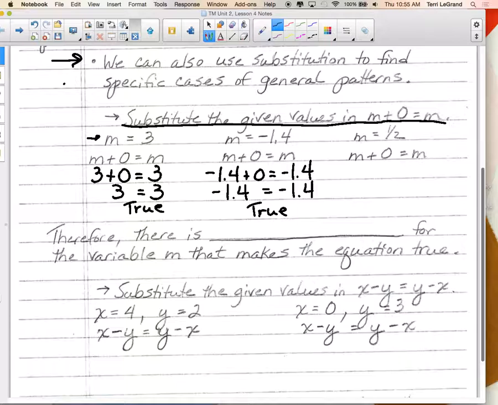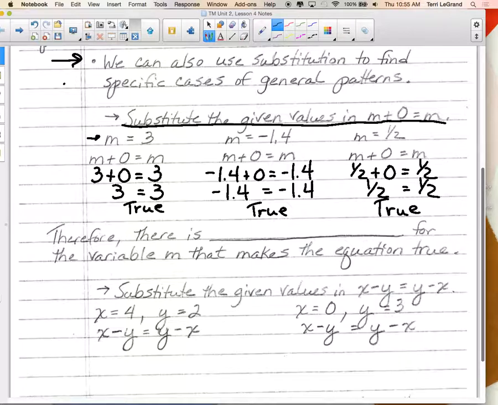Well, let's try a fraction. Let's see if maybe a fraction will throw it off. So we have 1/2 plus 0 equal to 1/2. 1/2 goes in both locations for m. Well, what's a half plus 0? 1/2. So we end up with 1/2 equals 1/2. True or false? True.